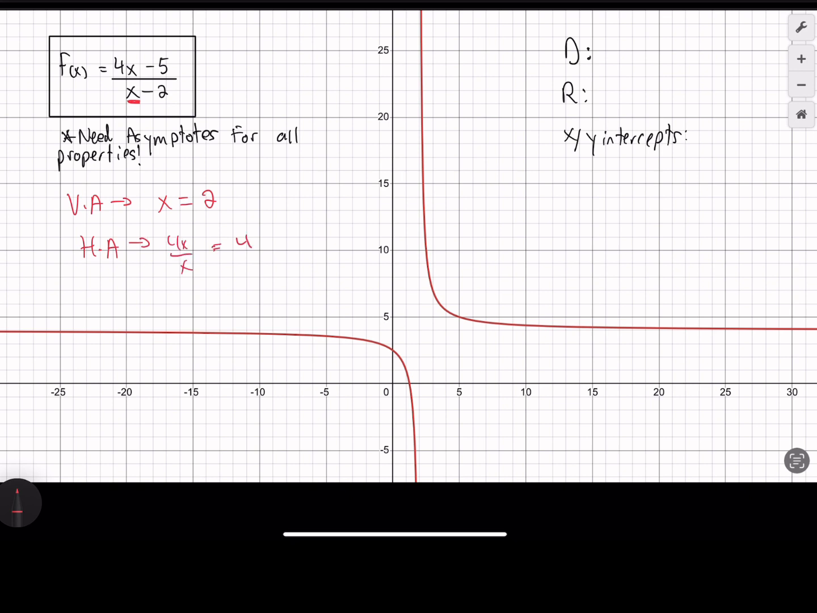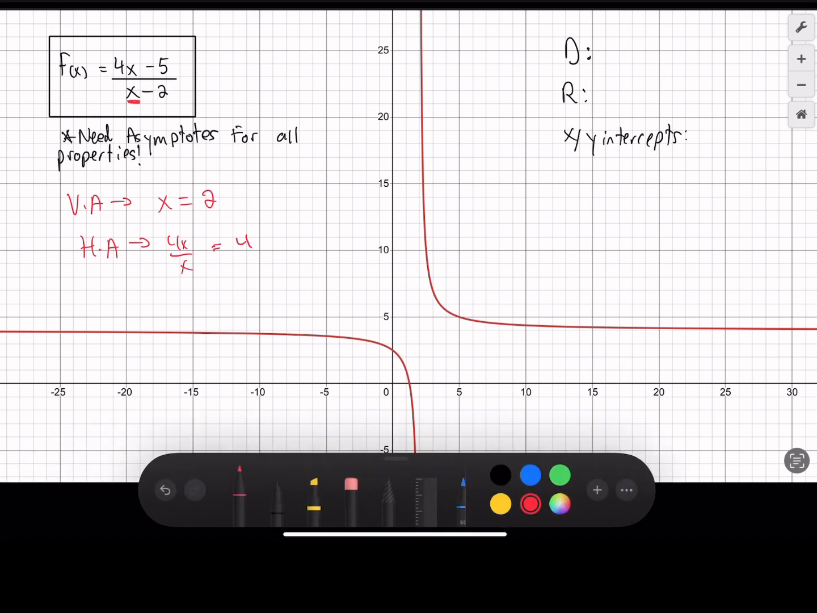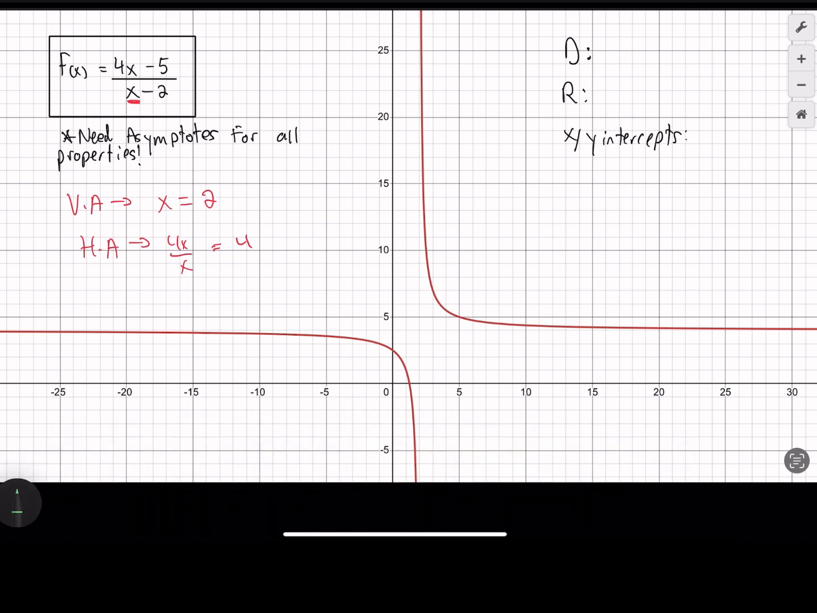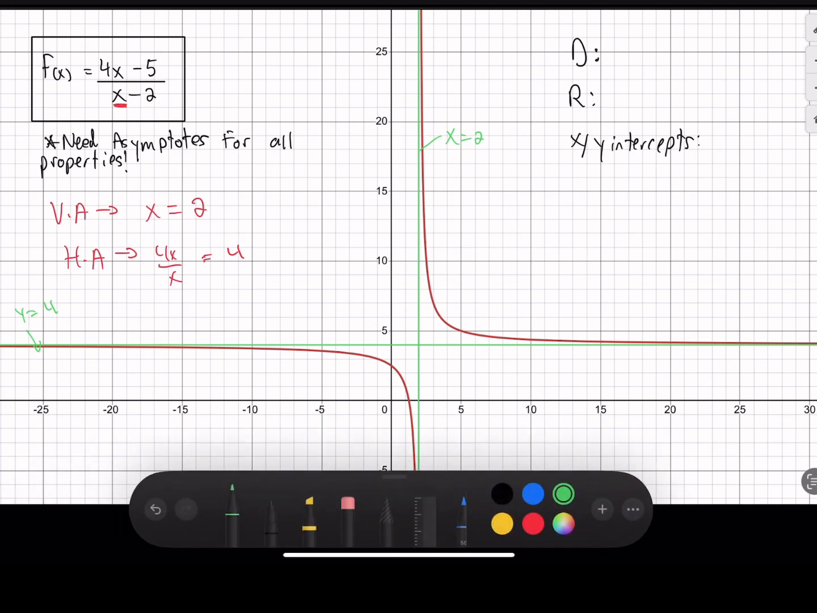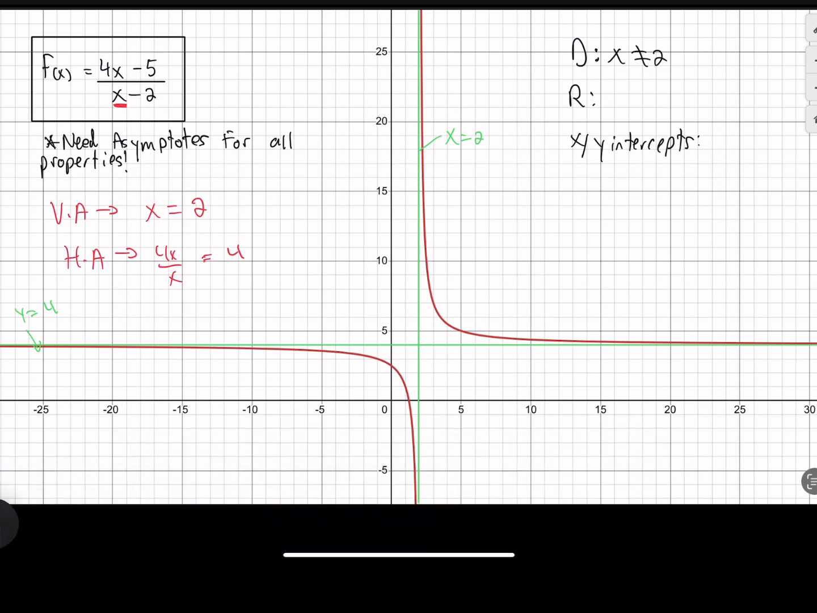Now I'm going to key them in. And we're going to see that they act like guiding lines. So I've drawn my asymptotes here in green and I point to which one is which. And so what we're going to see is the following. If I'm looking at the domain, I see that x cannot equal 2. And then if I'm looking at the range, I know that y cannot equal 4.